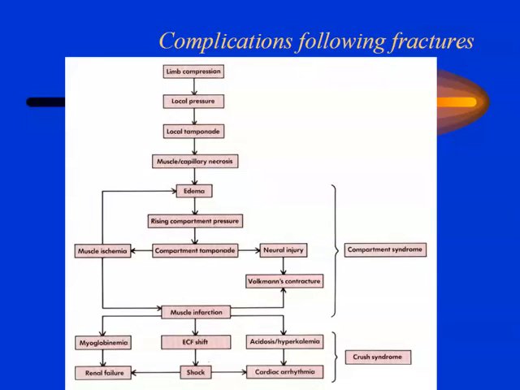Which is breakdown of skeletal muscle as a result. That will cause renal failure. The muscle infarction can cause your extracellular fluid shifts, can cause shock, leading to renal failure or cardiac arrhythmias. And the muscle infarction can cause acidosis and hyperkalemia, which can cause cardiac arrhythmias and lead to shock. That's the part that's called crush syndrome.